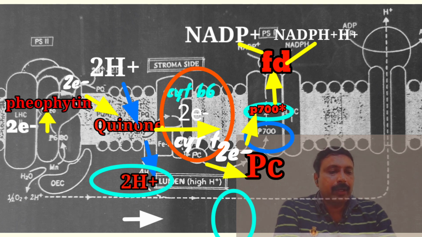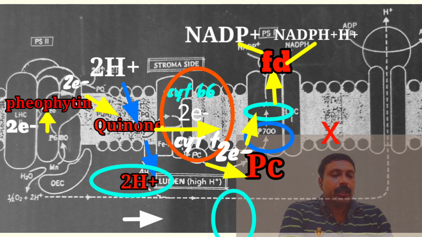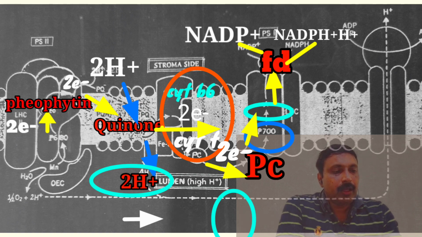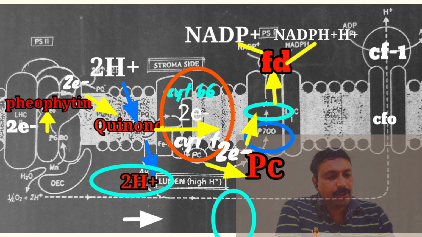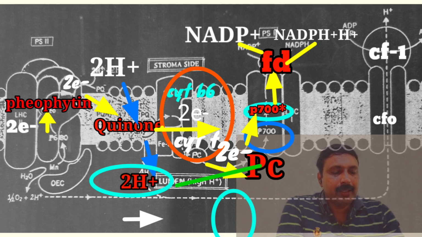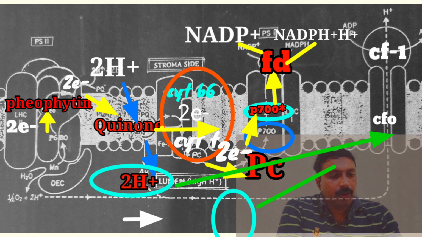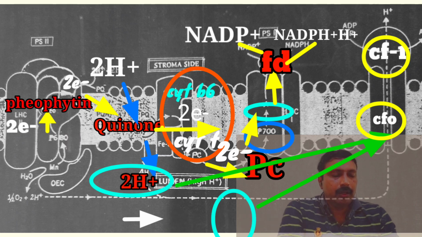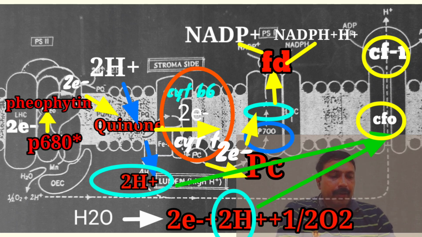But the thylakoid membrane is impermeable. That is why the ATP synthase, the CF0CF1 complex, allows these protons. CF0CF1 is called ATP synthase. The CF0 is the tail part and CF1 is the head part. The head part is located in the stroma, and the tail part is present in the membrane.